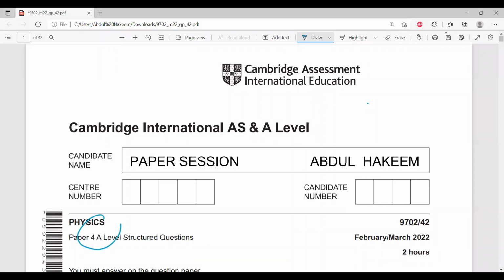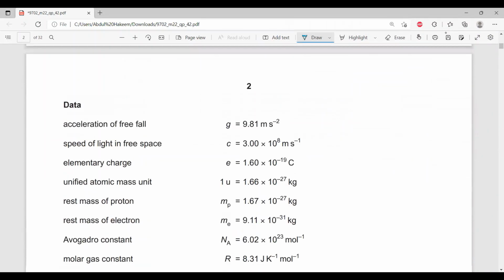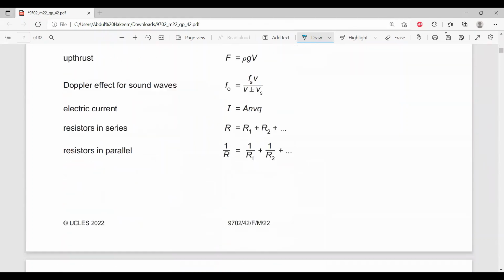This is Paper 4, March 2022, the latest paper. So I have already solved it for you. Look at the first question.